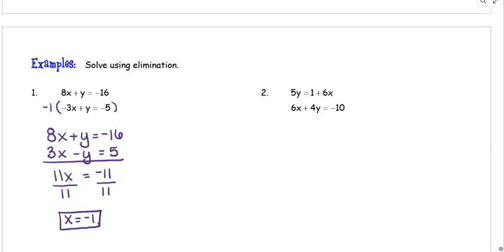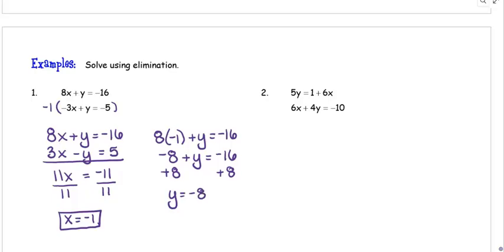So I've solved for one variable. I need to solve for the other. To do that, I'm going to plug it back into one of the equations. It does not make a difference which equation you plug it into. You just need to choose one. I typically choose the first one. So 8 times x, which is -1, so 8 times -1, plus y is equal to -16. That's -8 plus y is equal to -16. If I add 8 on both sides, I'm going to see that y is equal to -8. So the solution to this system is x is equal to -1, y is equal to -8.